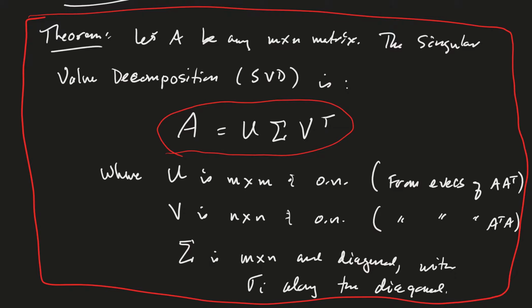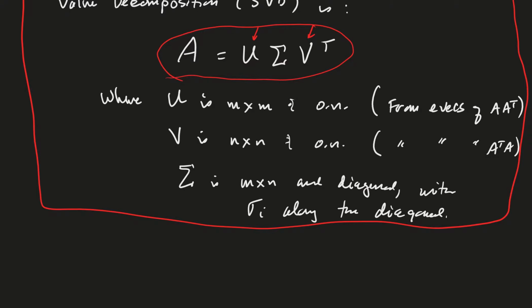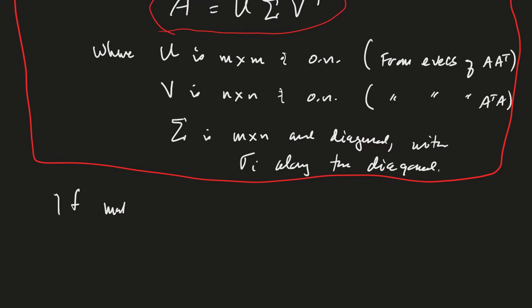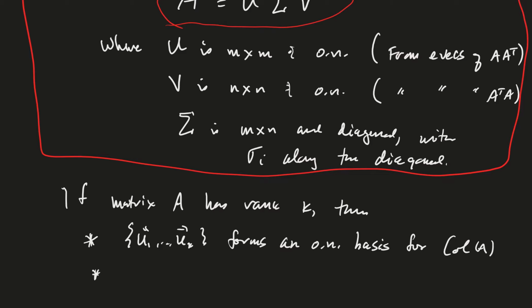Good. Okay, and now there's really a key feature about these three matrices as well. And I'll just let you in on the secret. If matrix A has rank K, then U1 through UK forms an orthonormal basis for the column space of A. Wow. Secondly, V1 through VK forms an orthonormal basis for the row space of A.